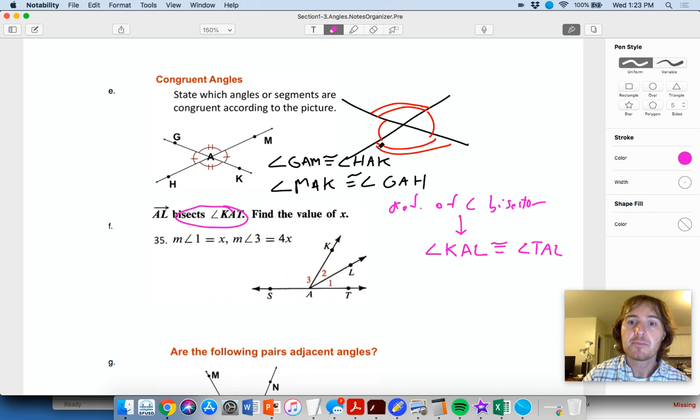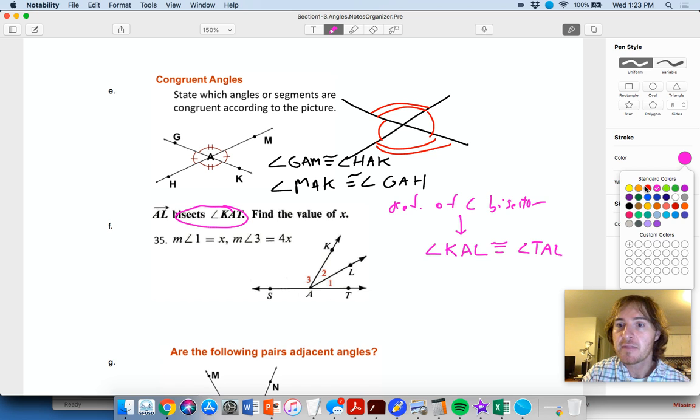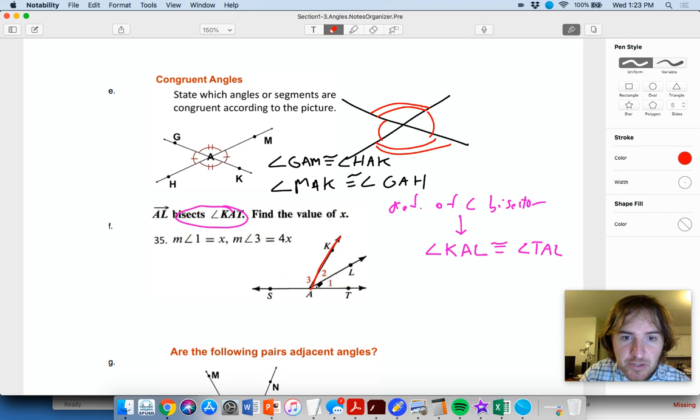So by definition of angle bisector, I'd start with this angle KAT. It got bisected. What's doing the bisecting? Well, that's AL right here. That says that this angle is congruent to this angle right here. The reason why I marked this up is because this is going to be the same as that. That might be some information that'll be helpful for us later.